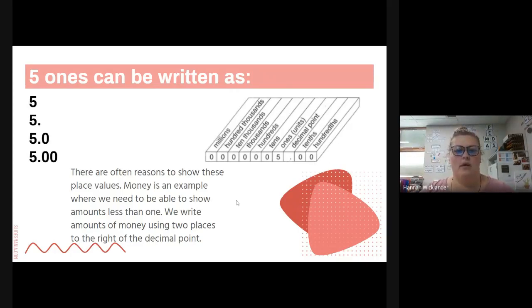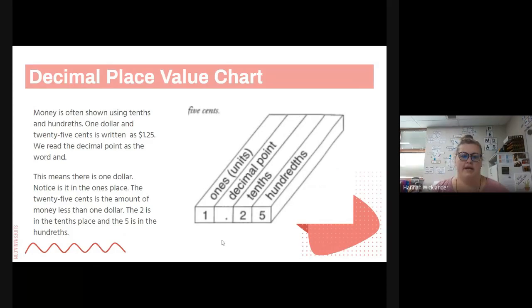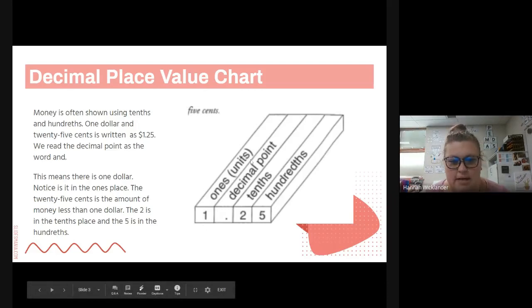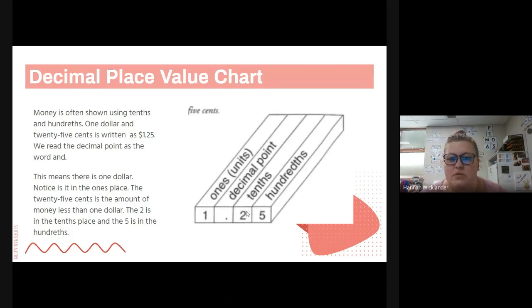So we write amounts of money using 2 places to the right of the decimal point. So we'll use the tenths and the hundredths place. So money is often shown using tenths and hundredths. $1.25 is written as $1 decimal 25. We read the decimal point as the word and. So whenever you see the decimal point with money, you read it as and. This means there's $1.25 because there's a 1 in the ones unit, so that's $1. Decimal point is our coins, our change, so 25 would be 25 cents.